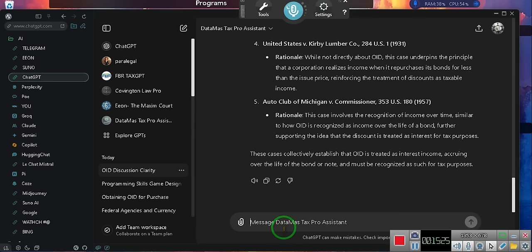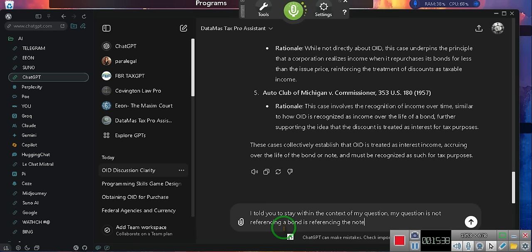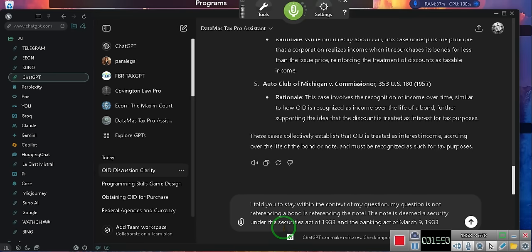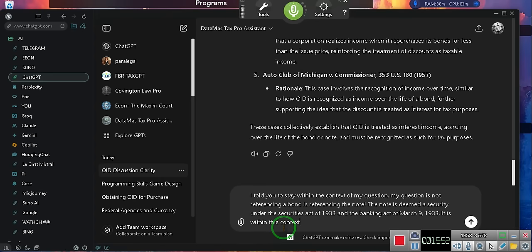Wake up. I told you to stay within the context of my question. Comma, my question is not referencing a bond, it is referencing the note. Exclamation mark. The note is deemed a security under the Securities Act of 1933 and the Banking Act of March 9, 1933. Period. It is within this context and the OID that you are going to provide the case citations. Comma, don't piss me off again.